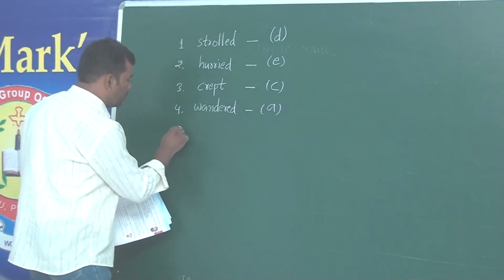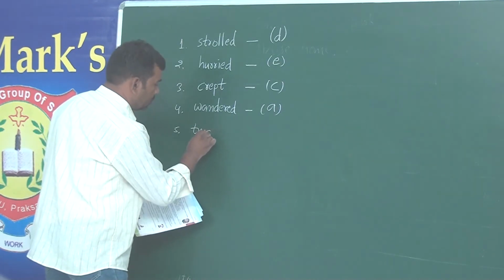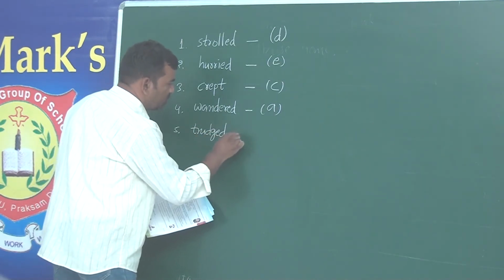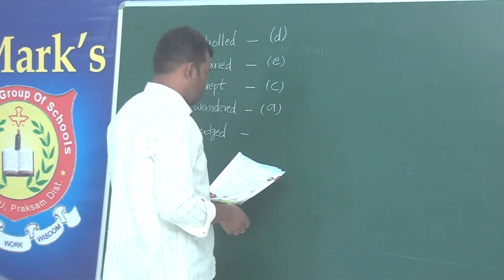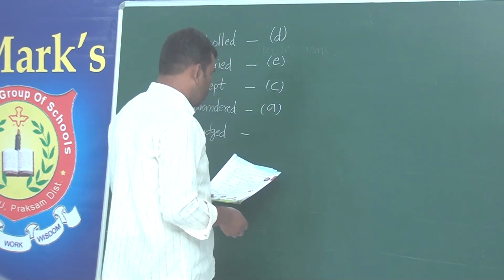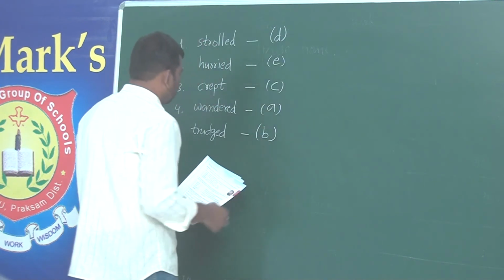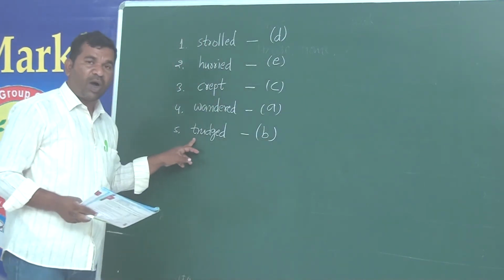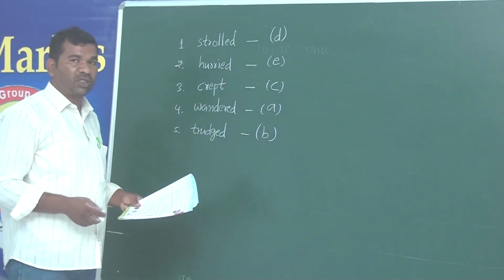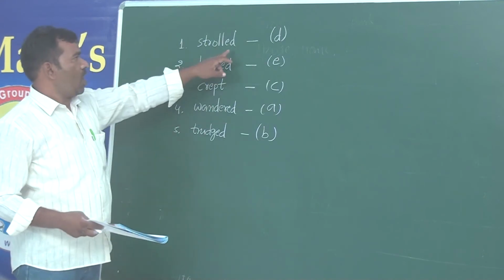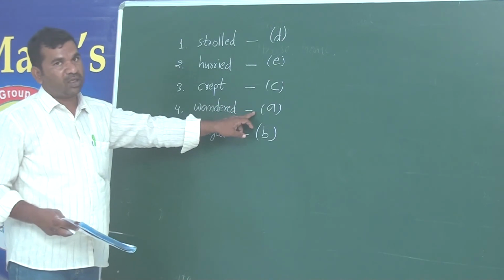And the fifth one, trudge. Trudge means walking with a great effort. B1: walked slowly with a lot of effort. Trudge means walking heavily. So that is trudge. So these are the answers. As I told you, how would you connect them? Just by drawing a line to the answer sentence.